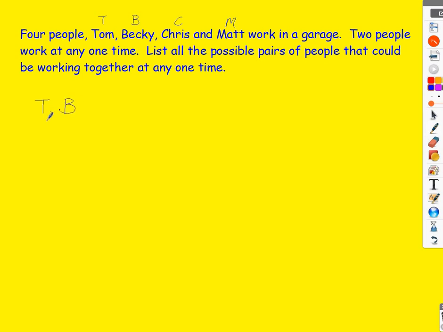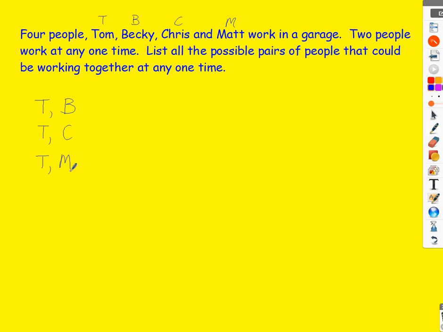Changing one item at a time. So I'm going to keep Tom the same. Tom's going to still be working, but this time he's not going to be working with Becky, he's going to be working with Chris. Or I could have Tom working with Matt. So I've shown all the outcomes here now where Tom is working with each of the individual people.